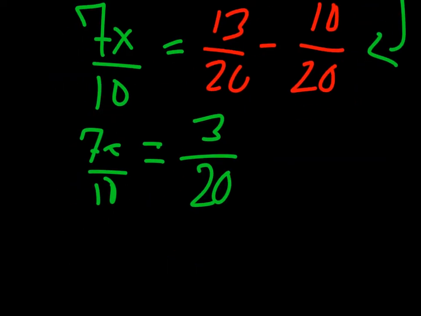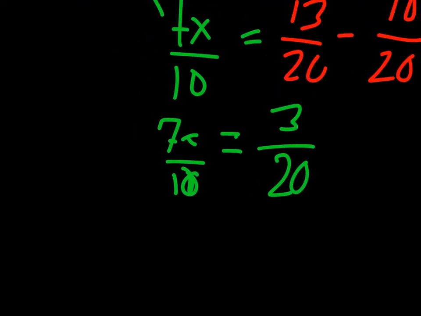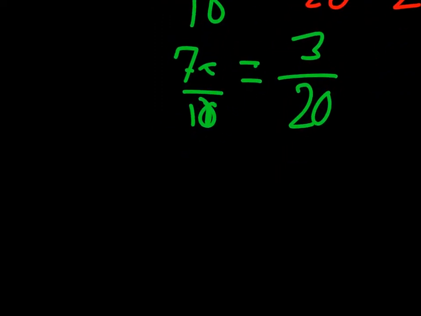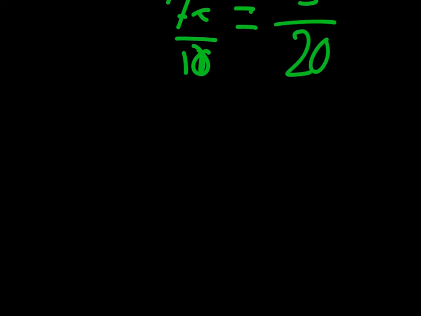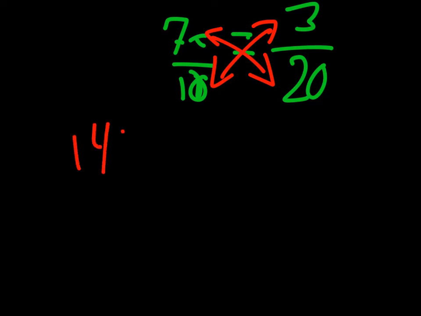Now, this part just is intuition, okay? So if we have 7x over 10 equaling 3 over 20, what we need to do is get the denominators the same, A, or we can just cross multiply, B. I'll show you both, okay? Here's cross multiply. See which one you like better. Multiply this times that, and this times that. 7 times 20 gives us 140x, because the x comes along. 10 times 3 gives us 30.